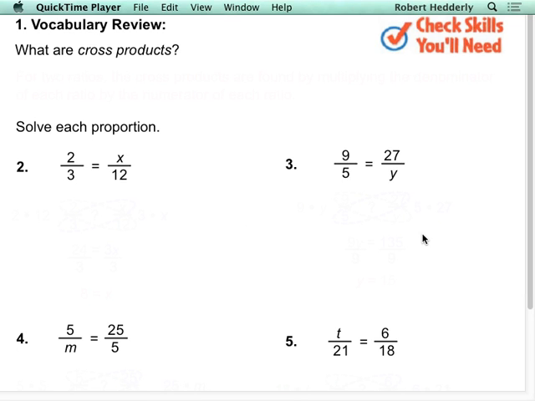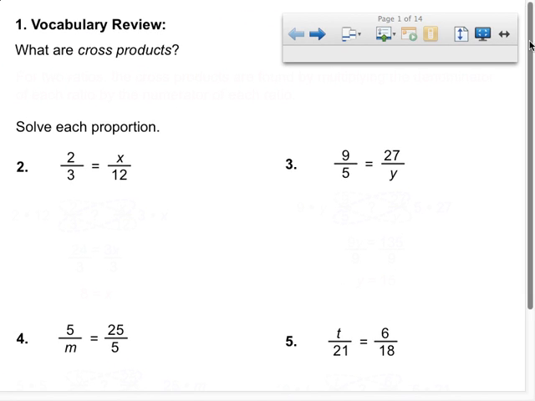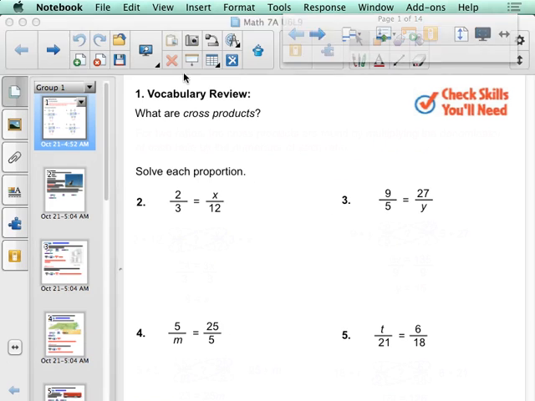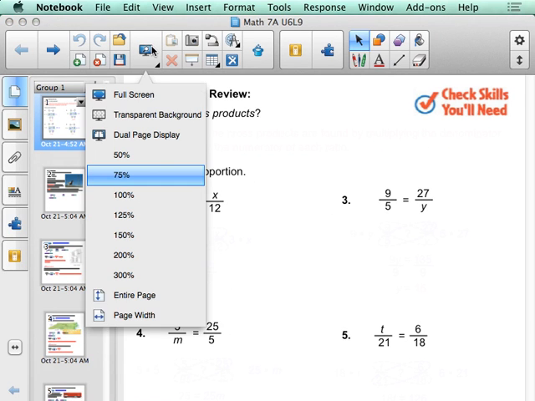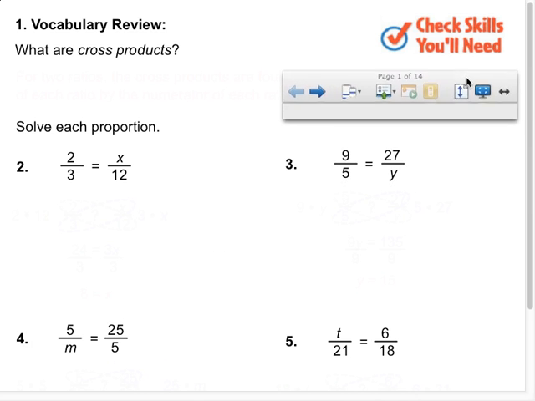Okay, this is Unit 6, Lesson 9. Am I right? Unit 6, Lesson 9. Yep. Okay, Unit 6, Lesson 9.